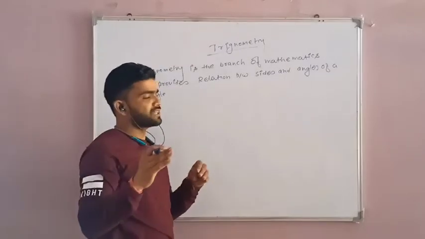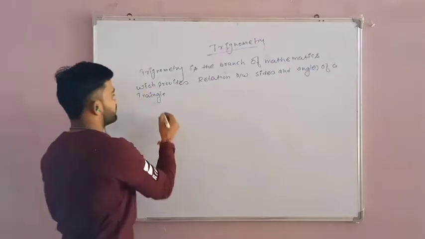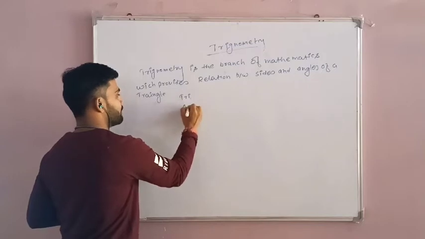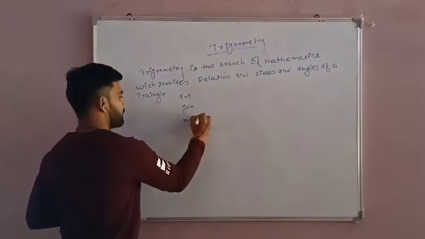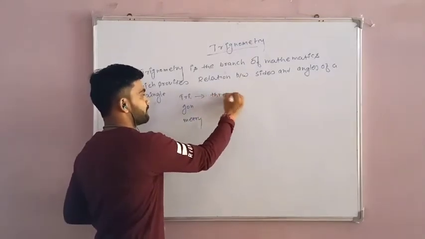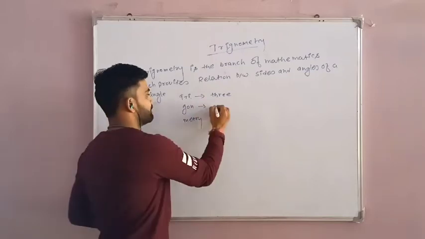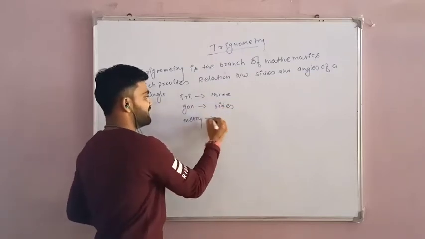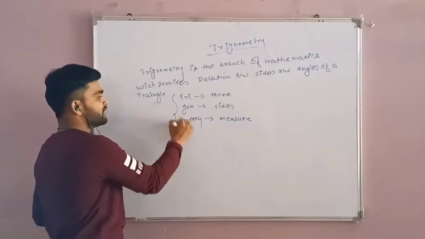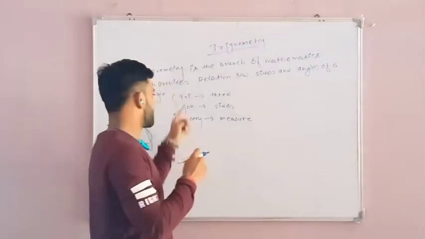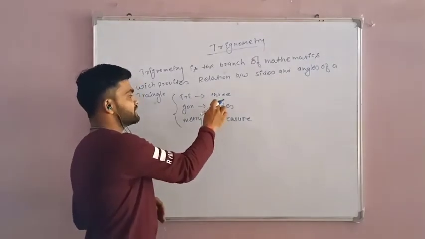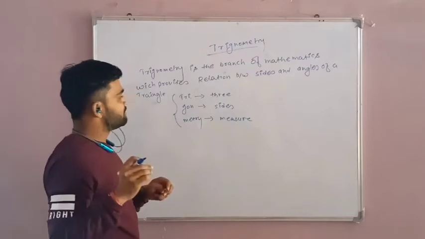So trigonometry is made up of three Greek words: tri, gon, and metry, where the meaning of tri is three, gon means sides, and metry means measurement. So trigonometry is basically the combination of three words: tri, gon, and metry. The literal meaning of trigonometry is three sides measure. So in trigonometry we measure three sides.